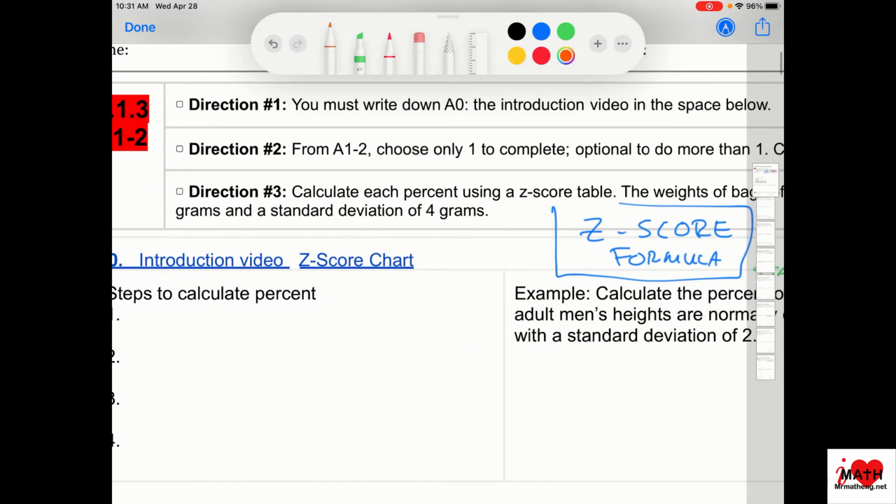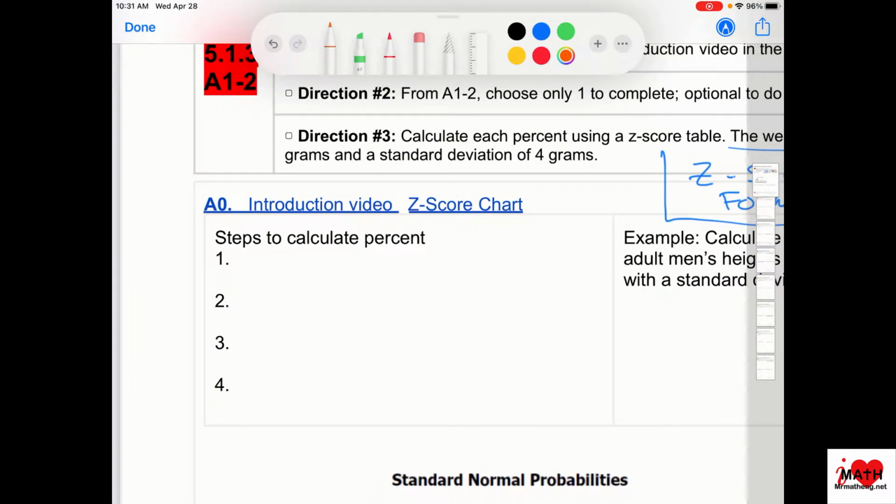All right, so steps to calculate a percent. The first thing I want you guys to do is draw a picture. Draw a picture of the normal curve. You guys remember this guy? Oop, mine's kind of scary. Okay, draw that. Number 2, write down that formula that we just wrote down. Every single time.